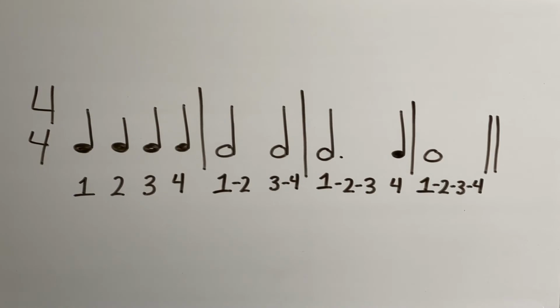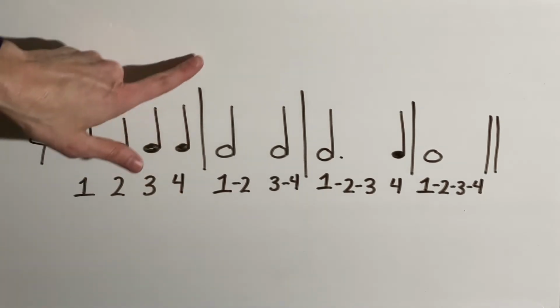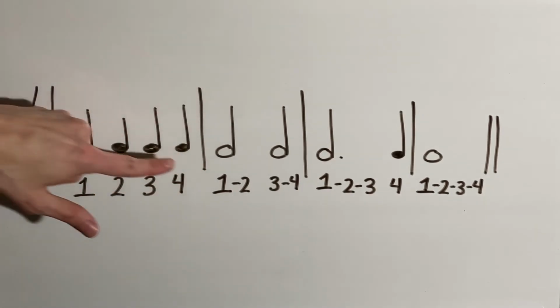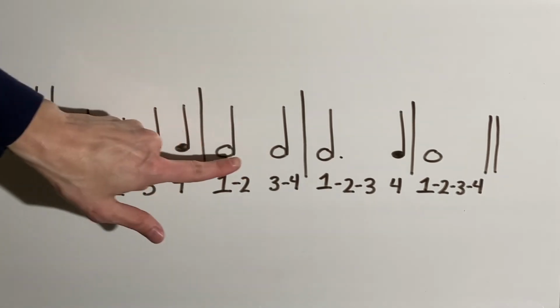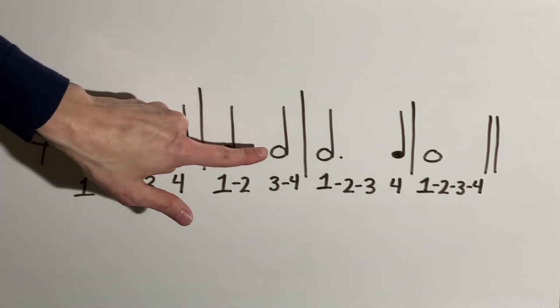Now let's look at our 4/4 example. Remembering 4/4, there are 4 counts in a measure, and a quarter note gets 1 count. So in this example, I have quarter notes, 1, 2, 3, 4, and then I have my bar line that fills that measure. I have 2 half notes, 2 plus 2 is 4, that fills that measure.